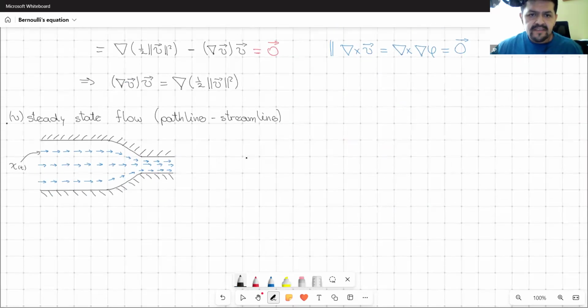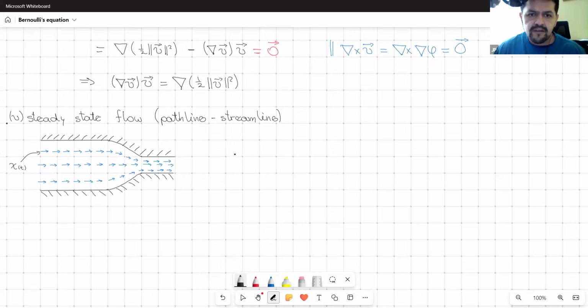So, and what comes next? We need an additional assumption that says that this is a steady state flow. So the path lines, or let's say the particles, will follow these trajectories. Let's say a particle starting at this point will follow this trajectory. Particles starting at this point in the flow will follow this one, and so on the other paths.